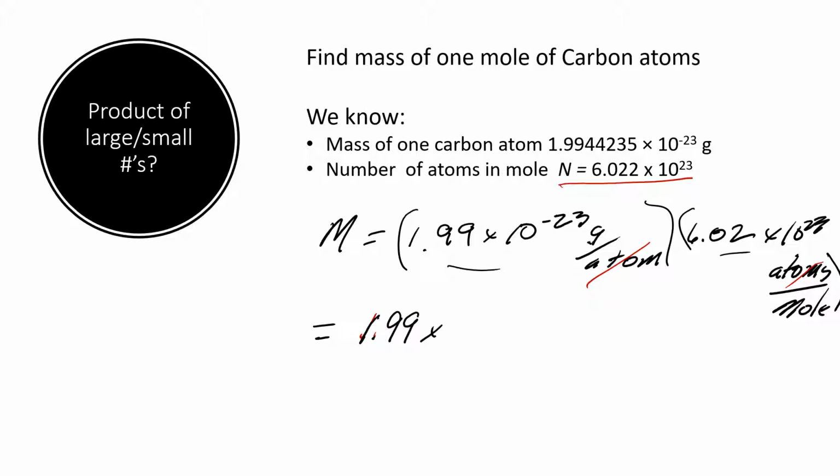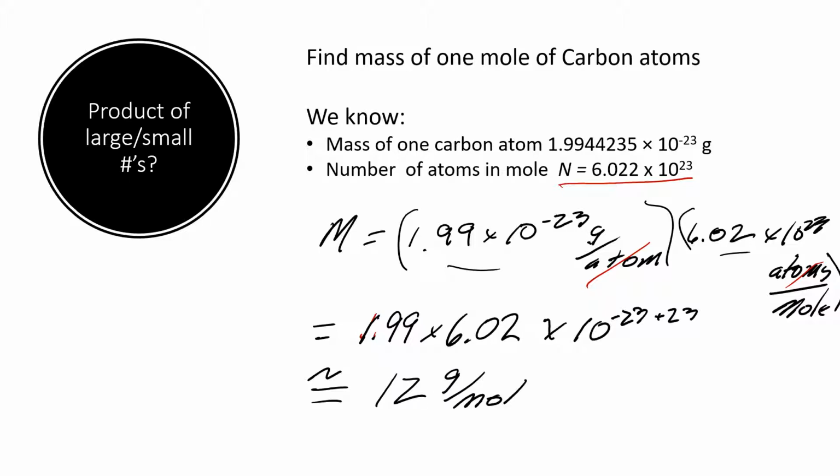So we're going to end up with 1.99 times 6.02 times 10 to the negative 23rd plus 23. Because this one had a negative 23, and we're multiplying, this one had a positive 23. As you can see, that's just going to be 10 to the 0, which we know to be 1. And then I don't want to get my calculator out. I'm lazy. I'll just say that's kind of 2 times 6, which is about 12, which is close enough for me. We're going to end up with 12 grams per mole. And I'll leave it to you to go to the periodic table and confirm that this is the atomic weight of carbon, which in fact it is.